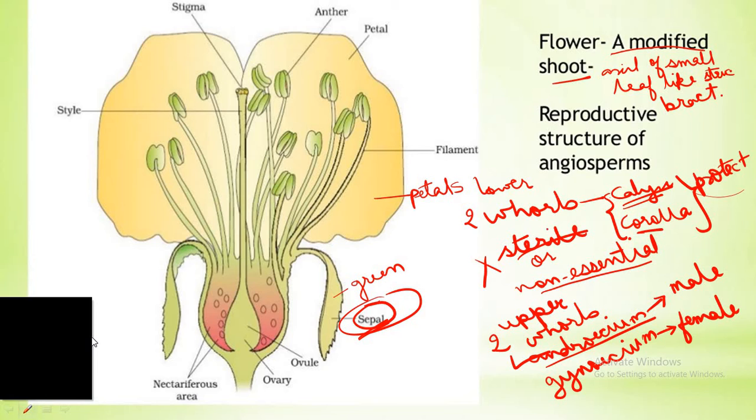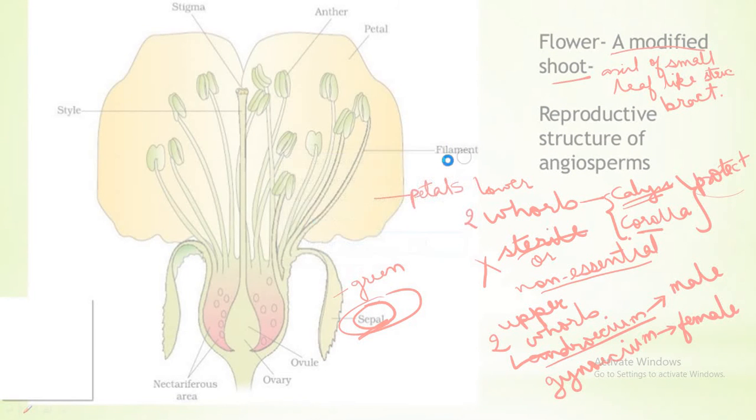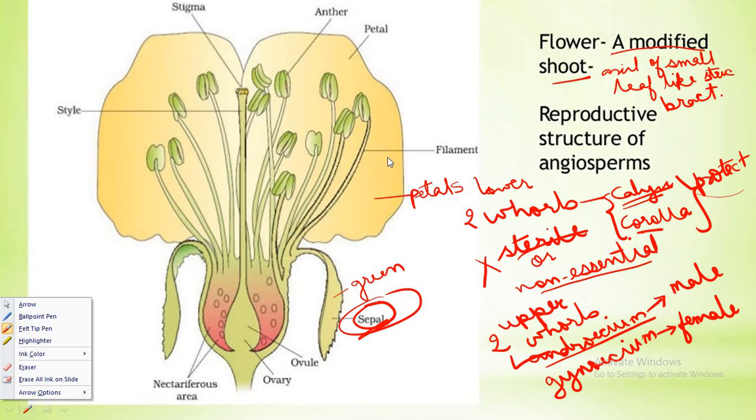Here you can see this single part of the flower is called the androecium, which consists of the stamen. So this is the stamen. And stamen consists of again three parts which are called anther, filament, and the part which connects both anther and filament is called the connective.